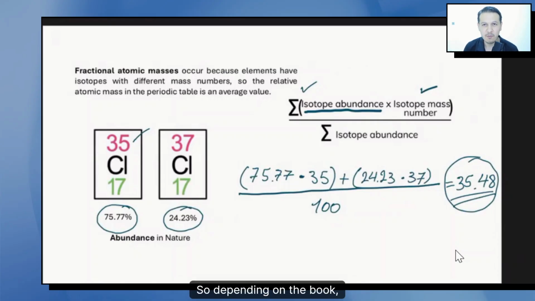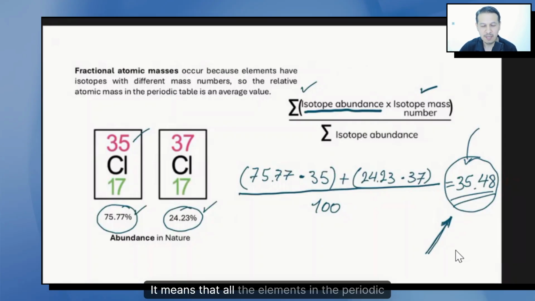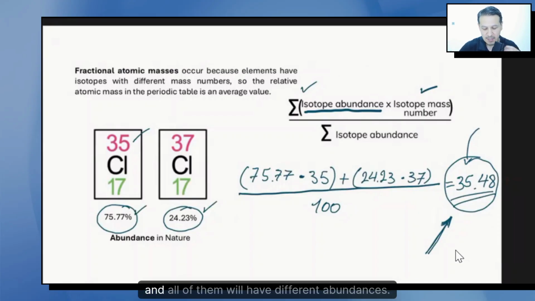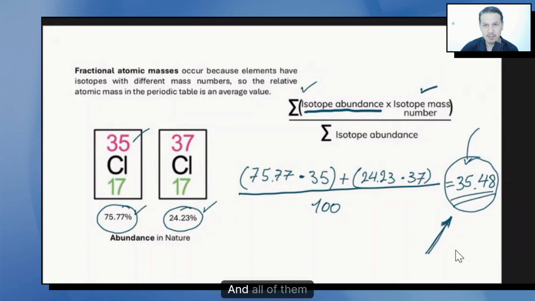So depending on the book, depending on the resource, these percentages will change a little bit, but in the periodic table, we will have a very similar value to this one, 35.48. This number will be the relative mass of chlorine. Now, your question could be, does it mean that all the elements in the periodic table have isotopes? Most of them will have isotopes, and all of them will have different abundances, and all of them will have this mass, the relative atomic mass.